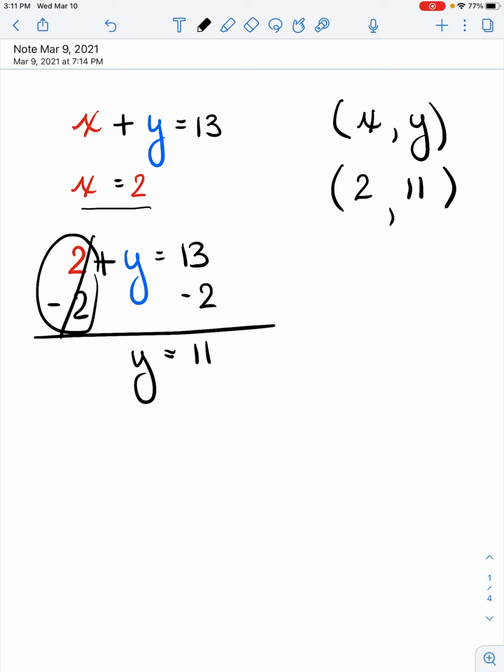Well, let's check that. If x is 2, that means 2 plus 11, because y is 11, has to equal 13. And that is going to check out. And x equals 2, well, obviously, that's the 2 that we put in. So we know that this is correct.